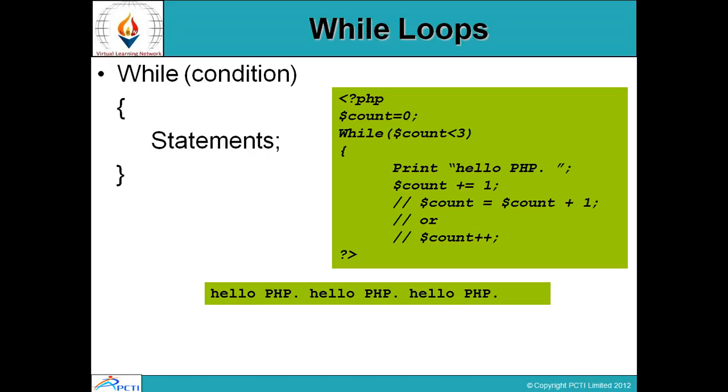Now count is equal to count plus 1, or we can say count plus plus, then close the angular bracket along with the question mark. The message displayed in front of you will be hello PHP, hello PHP, hello PHP. Because the counter started from 0, it will end at less than 3. Less than 3 means 2. So 0, 1 and 2. In total there are 3 occurrences that will be used by the while construct, and it will be done. Right?